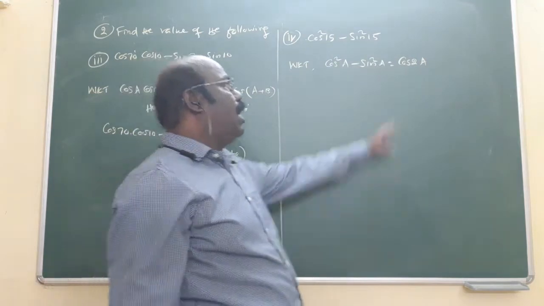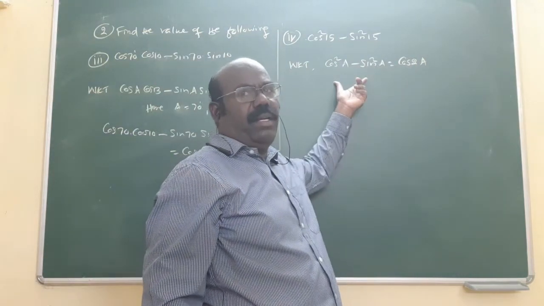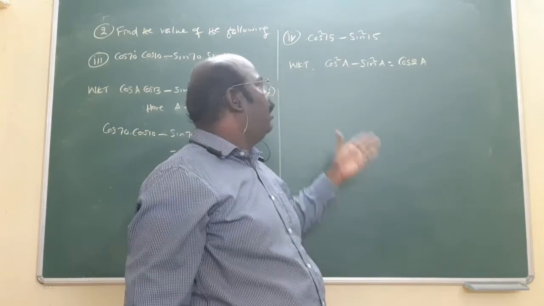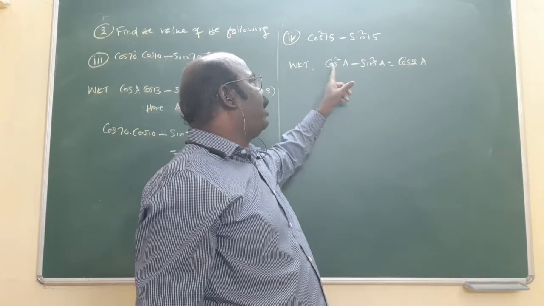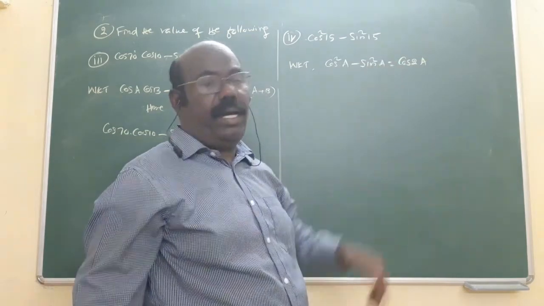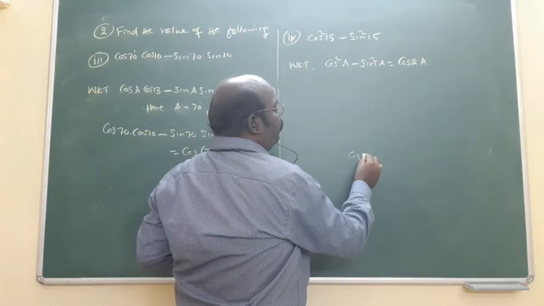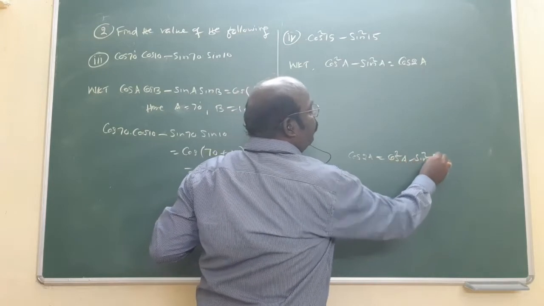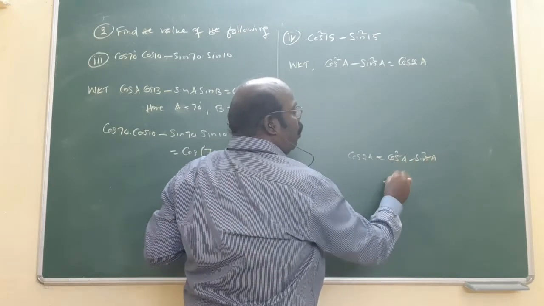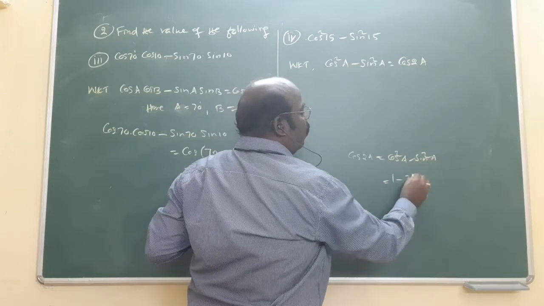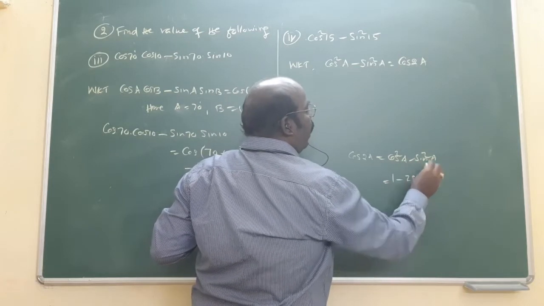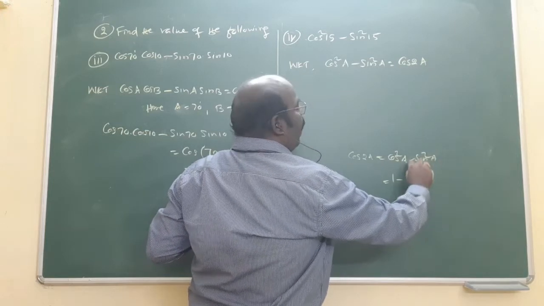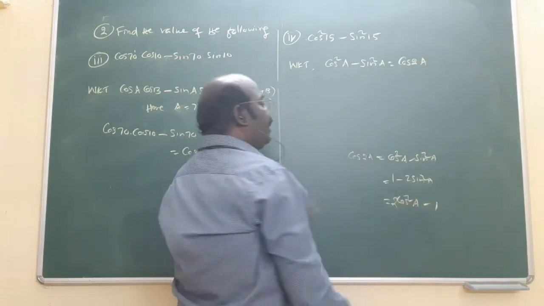Am I right? For cos 2A we have 3 formulas. One formula is cos square A minus sin square A. One more formula: cos square is 1 minus sin square, so cos 2A equals 1 minus 2 sin square A. One more formula: sin square is 1 minus cos square, so cos 2A equals 2 cos square A minus 1. So the 3 formulas are there.